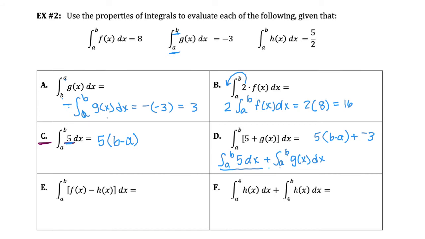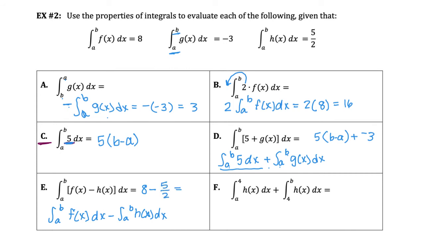Part E, we would break this apart. So you have the integral from a to b of f of x dx minus the integral from a to b of h of x dx. And so you're going to have 8 minus 5 halves.